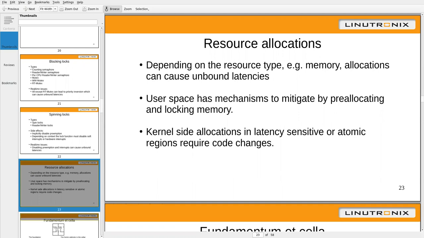So as I said before, if we have memory allocations, they can cause unbound latencies because the system might be under memory pressure, has to free up memory, drain caches, or swap out memory or whatever. And as I said, user space has mechanisms provided by the kernel to mitigate that by pre-allocating and locking memory. But kernel side allocations in latency sensitive or even in atomic regions are problematic for RT and require code changes in the kernel. So we have done quite some work on that already. There's a little bit left, or it keeps coming every now and then, but it's trivial to find usually, and hopefully it's trivial to fix in most cases.